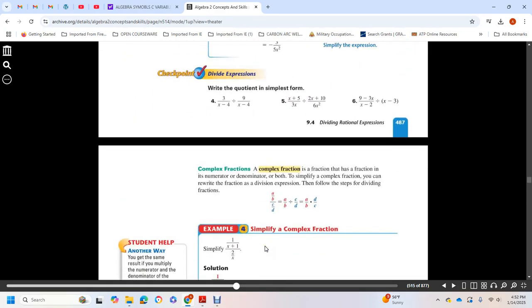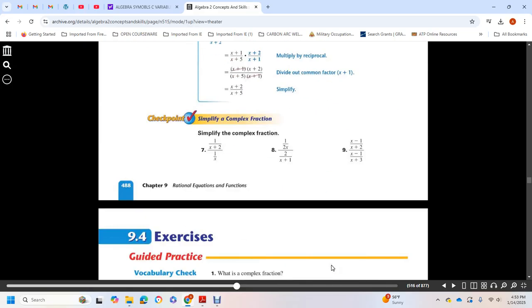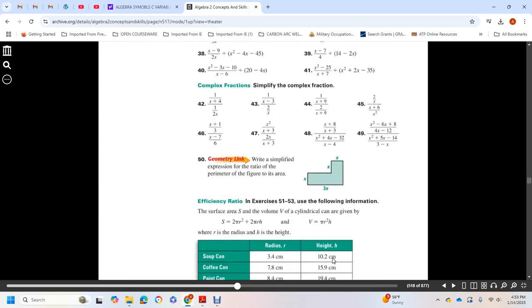Complex fractions. A complex fraction has a fraction in the numerator, the denominator, or both. To simplify a complex fraction, you can rewrite it as a division expression and follow the steps for dividing fractions. A over b over c over d is equal to a over b divided by c over d, which equals a over b times d over c. Number 4, exercises.